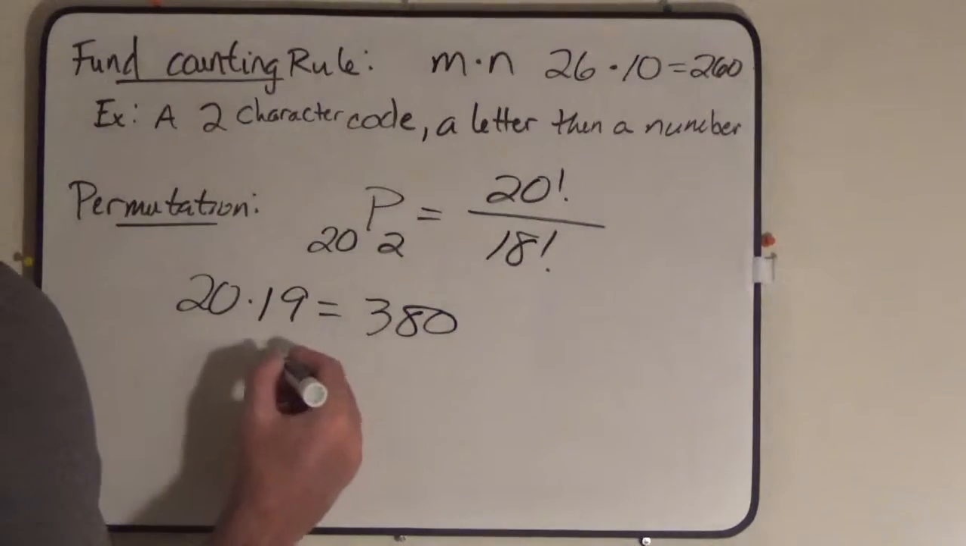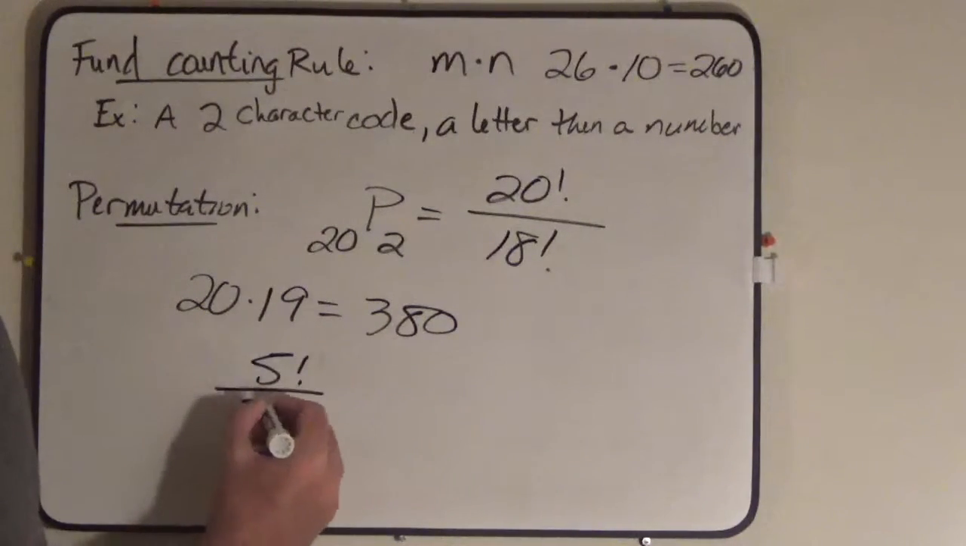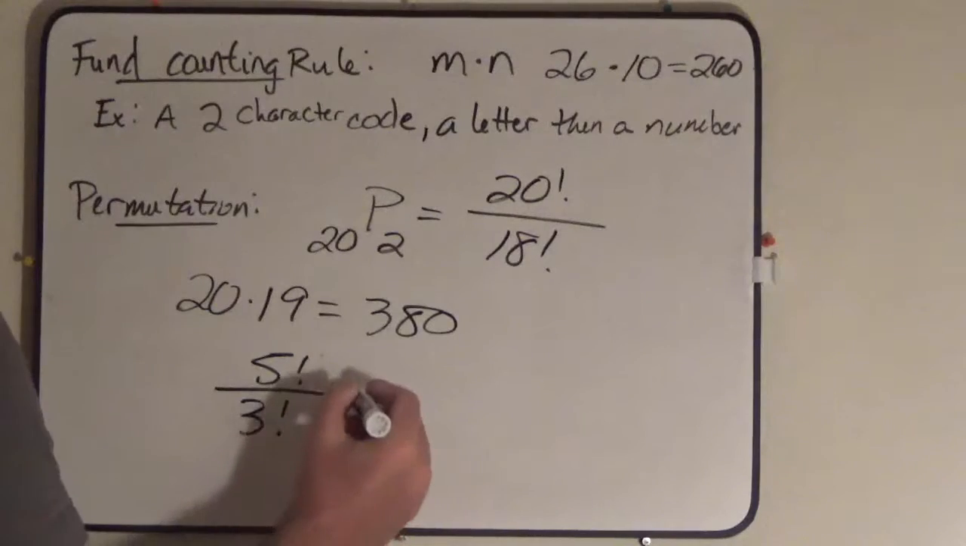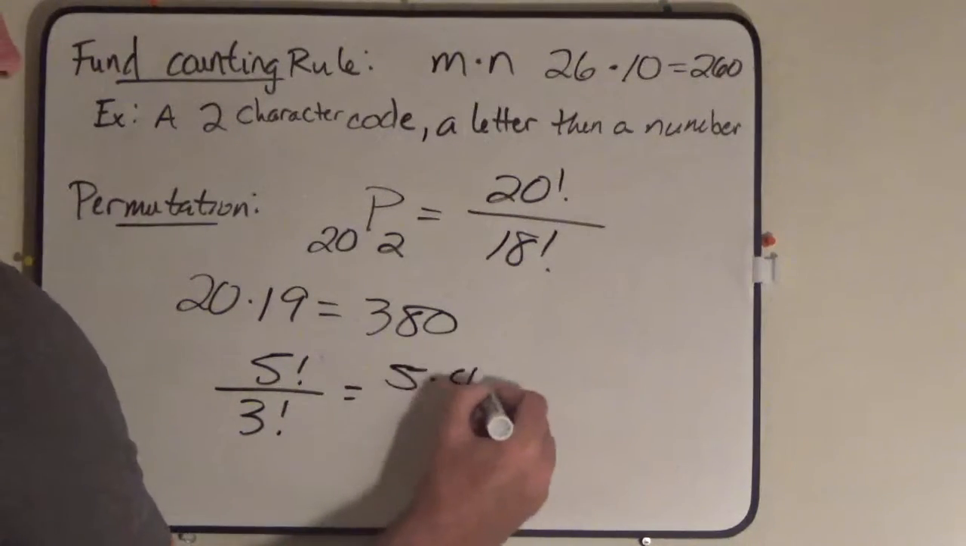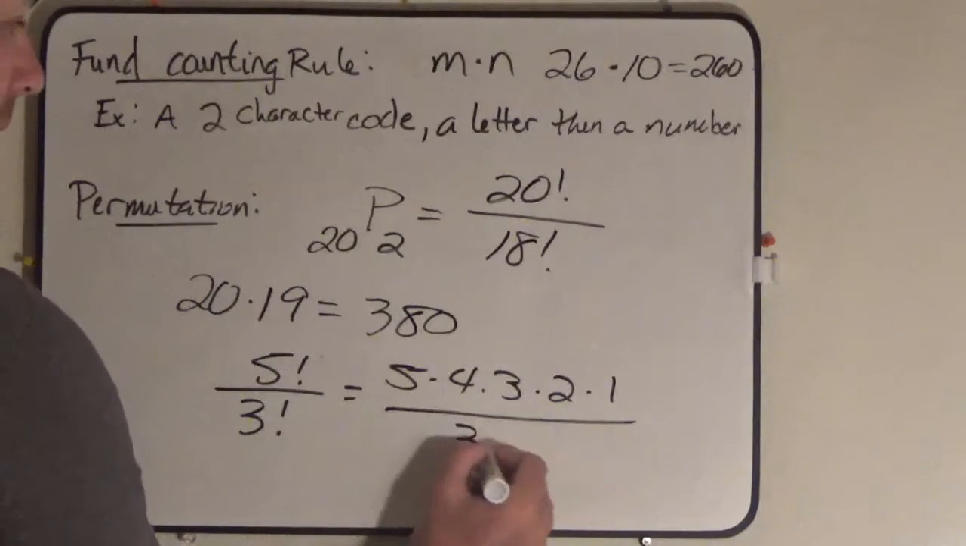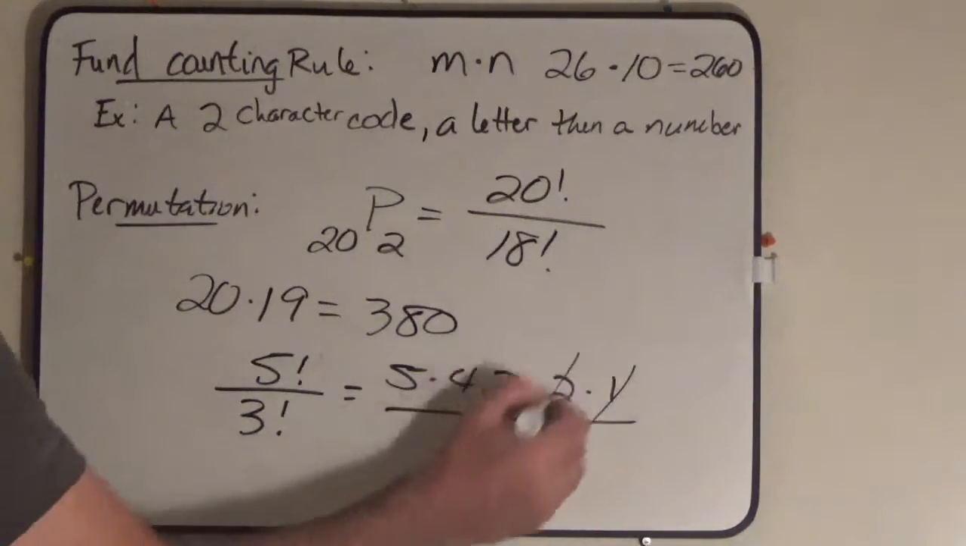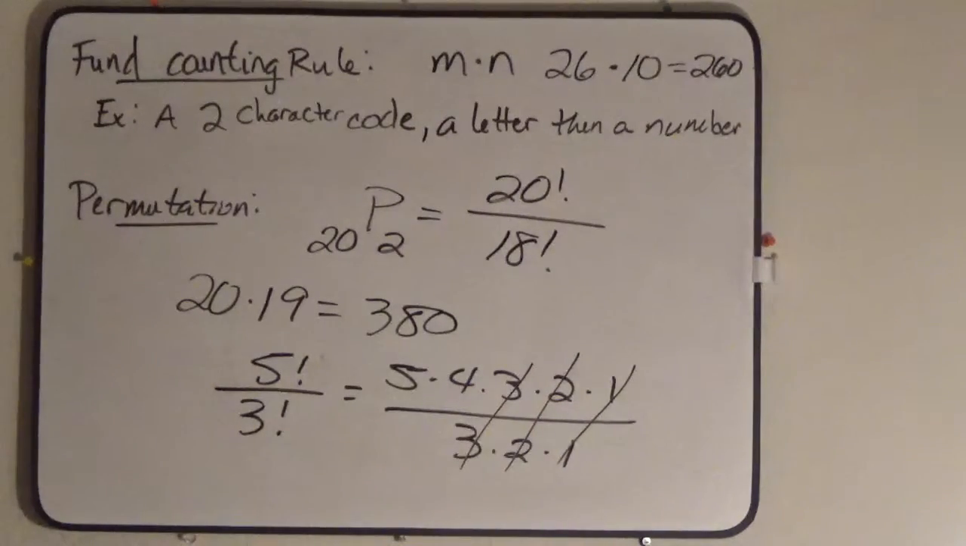Let's go with easy numbers. 5 factorial over 3 factorial. Well, on the top, this would be 5 times 4 times 3 times 2 times 1. And on the bottom, this would be 3 times 2 times 1. Well, these can cancel each other out, these can cancel each other out, those can cancel each other out. I'm left with 5 times 4. Does that make sense what I'm trying to explain to you?